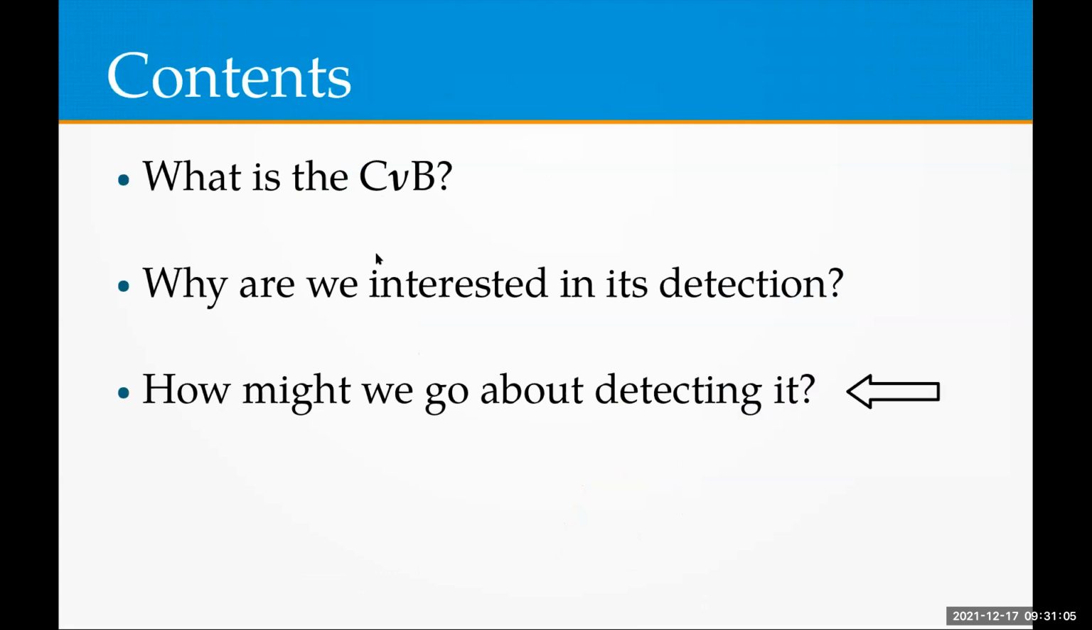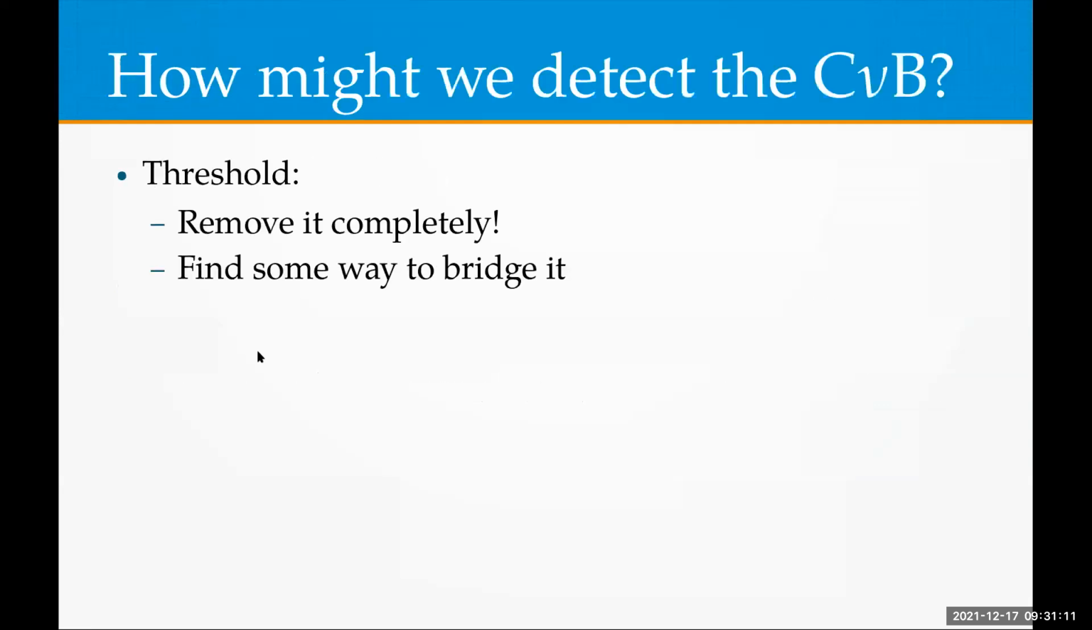So the last thing I want to very quickly go through is how we might actually go about detecting the cosmic neutrino background. So far we've identified 2 problems. The first, of course, is the threshold. We need to get these neutrinos to interact in the first place. There are 2 ways to go about solving that issue. The first one, of course, is to find a process that has no threshold, which would immediately remove the problem. And the second is maybe to add some energy to our experiment and find some way to bridge this threshold.